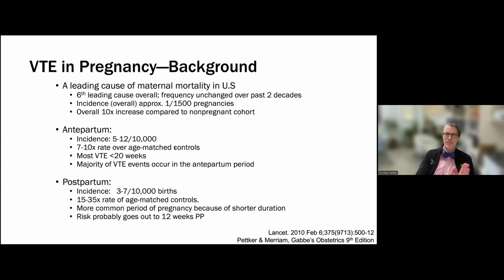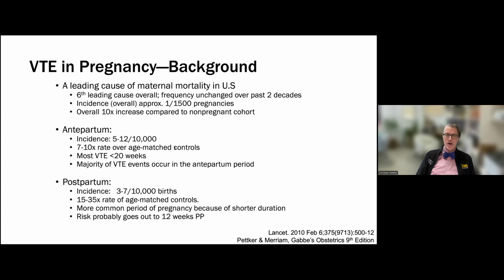The incidence in the antepartum period is about 5 to 12 per 10,000 births. And that's about 7 to 10-fold over controls. And most of those venous thromboembolisms occur before 20 weeks, and that happens to be one of our cases today. And overall, the majority of VTE events occur in the antepartum period. And that's probably a good thing because that's when we're following people most closely. And when we follow people really closely, we can pick it up and we can prevent the complications of venous thromboembolism. In postpartum, its incidence is reduced, about half of what it is in the antepartum period.